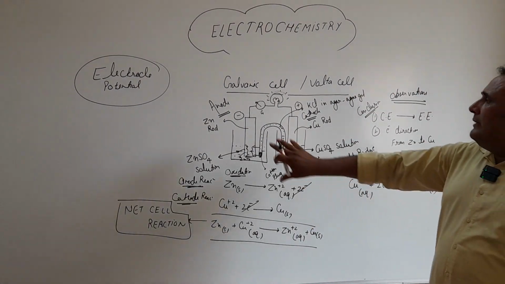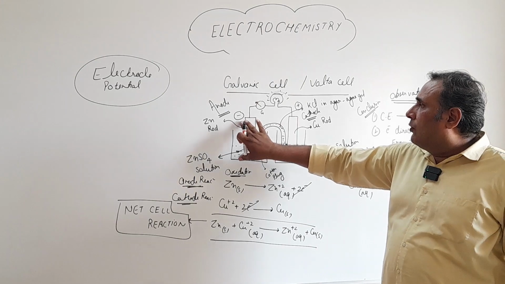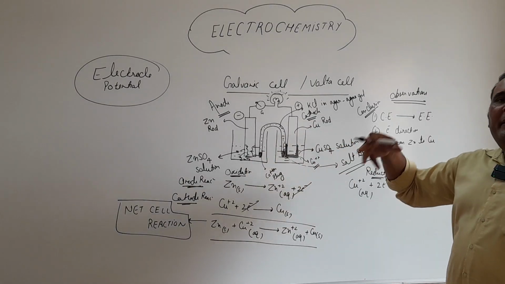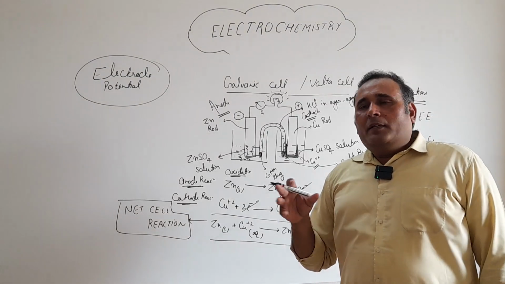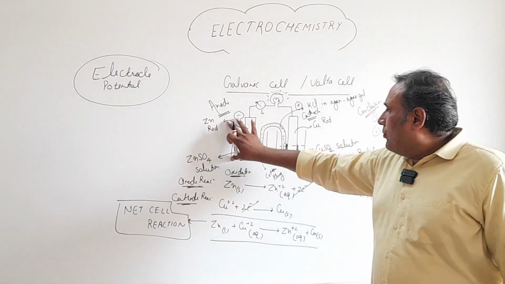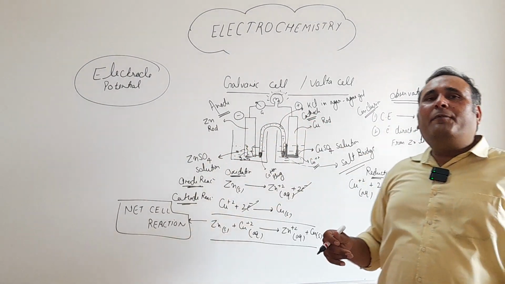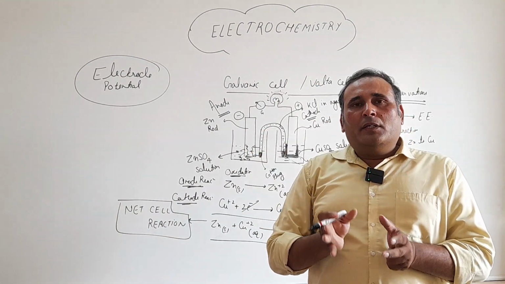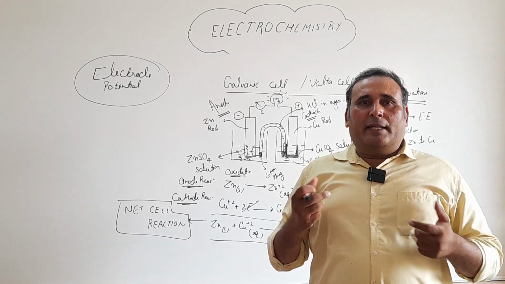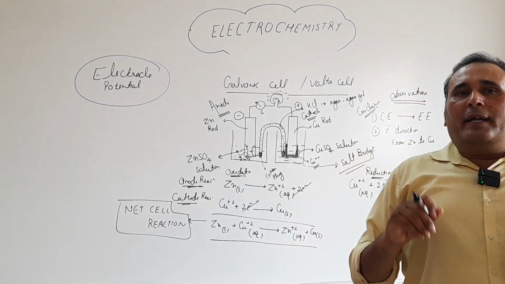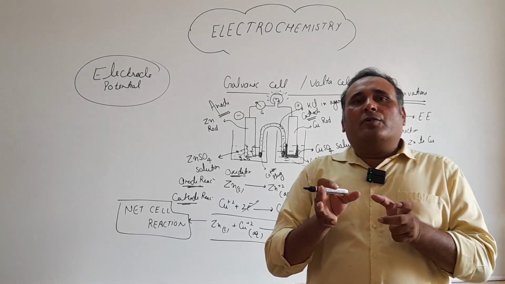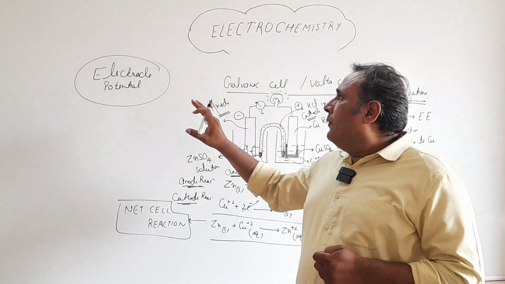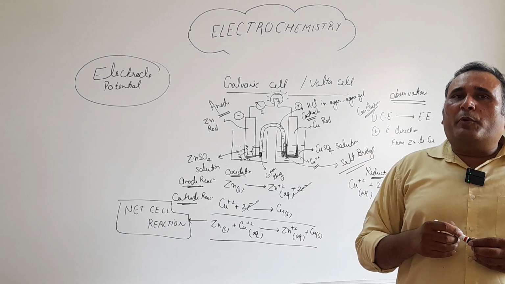So first of all, these are two electrodes, that is zinc rod dipped in ZnSO4 solution as well as copper rod dipped in copper sulfate solution. They are two electrodes, zinc electrode, copper electrode. Means if we dip any metal in metal solution, then it becomes an electrode, and if we connect two electrodes, then we can make a galvanic cell.